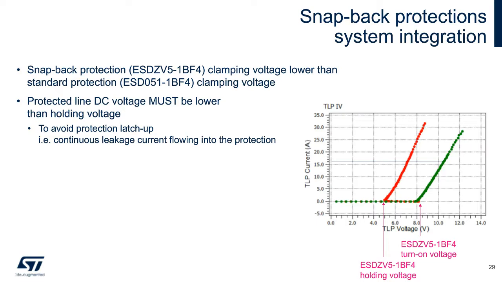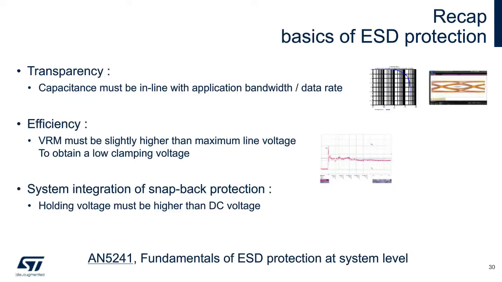To select the right ESD protection, 3 parameters must be validated. The ESD protection must be transparent for the application. To do so, the protection capacitance must be in line with the application bandwidth if analog, or data rate if digital. These curves are reported on the datasheet.